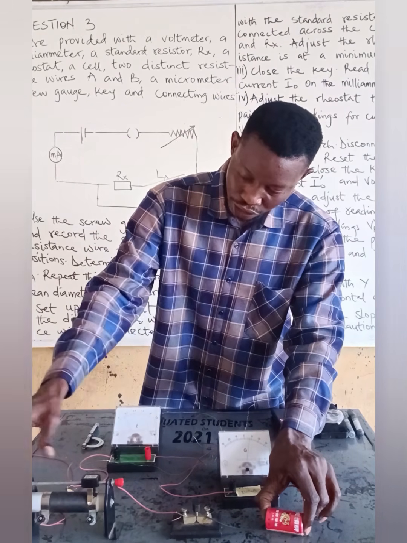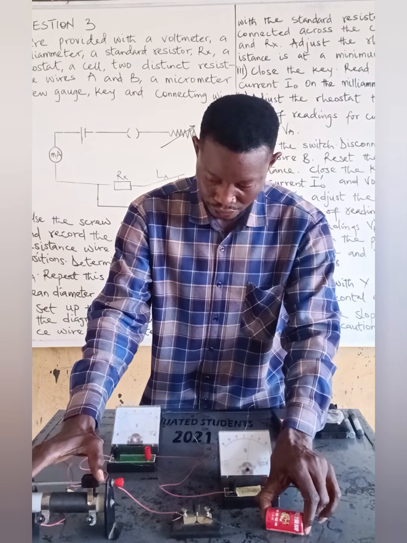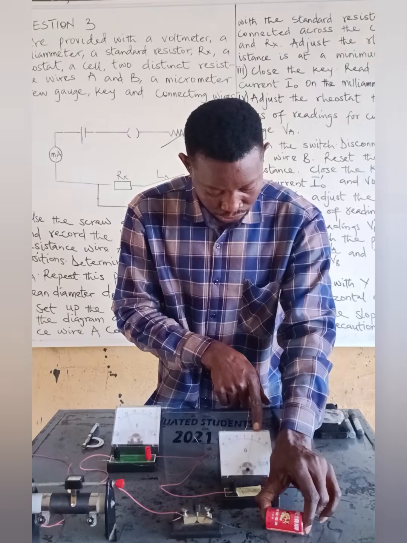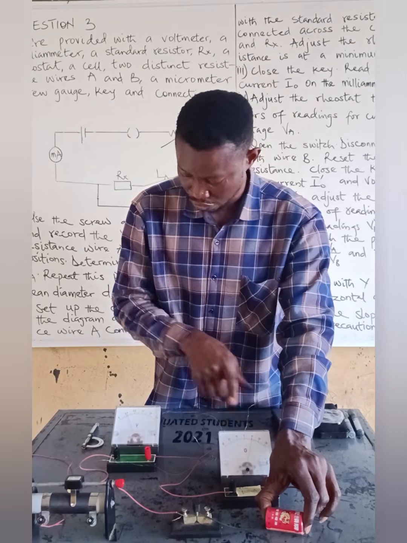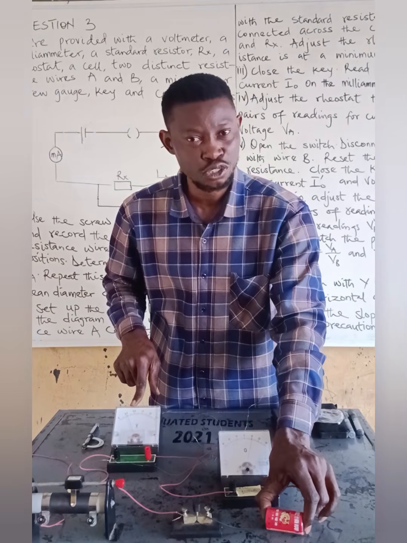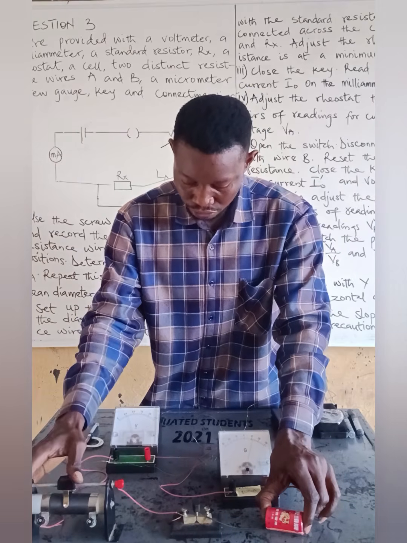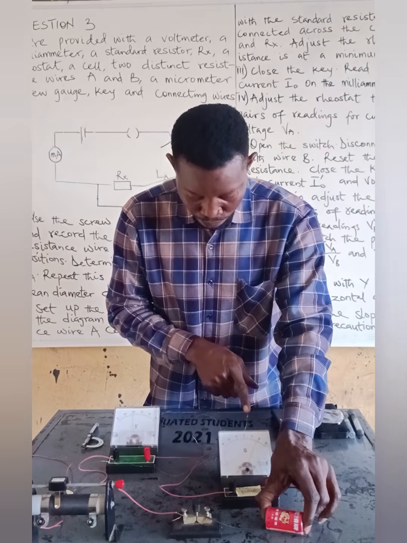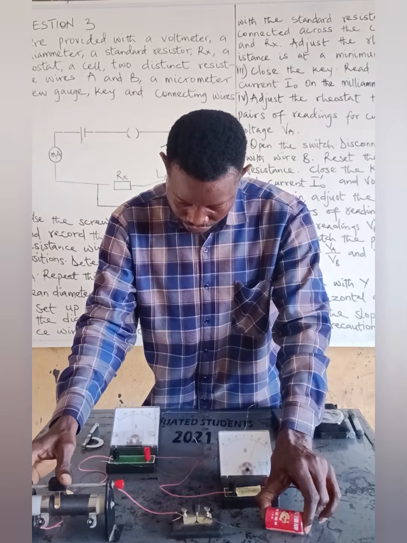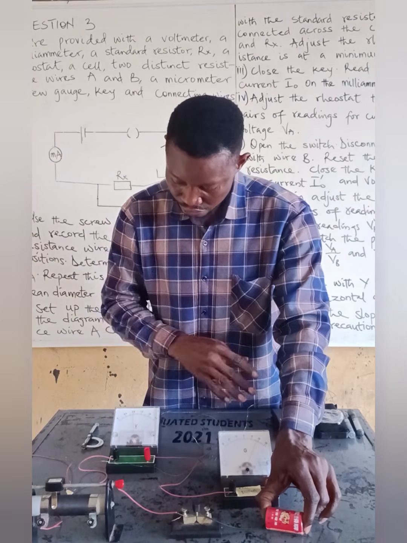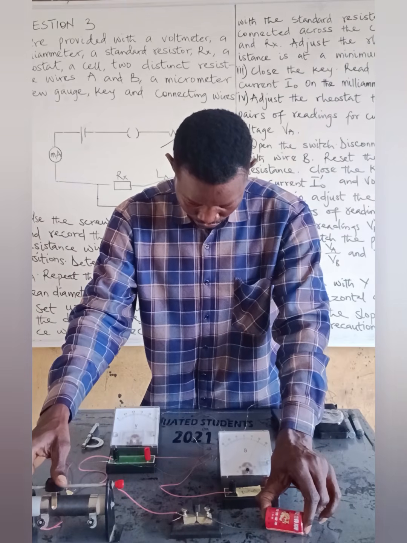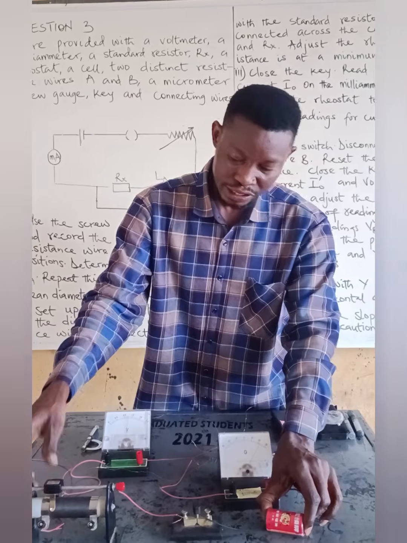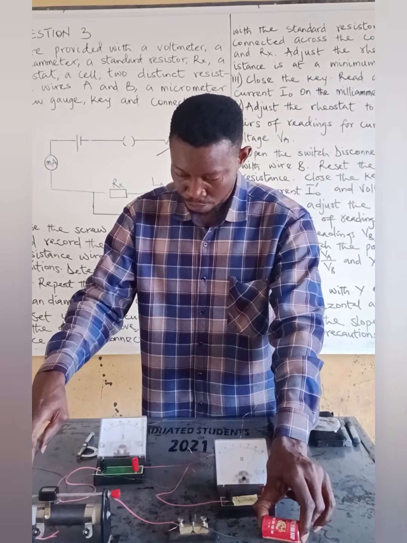So I can adjust the rheostat, then the readings here will change. The reading on the milliammeter changes, likewise the reading on the voltmeter. Then I can adjust and place this at 5 different points. You notice that each time I make adjustments, the readings are increasing. So 5 different readings are taken apart from the initial readings.